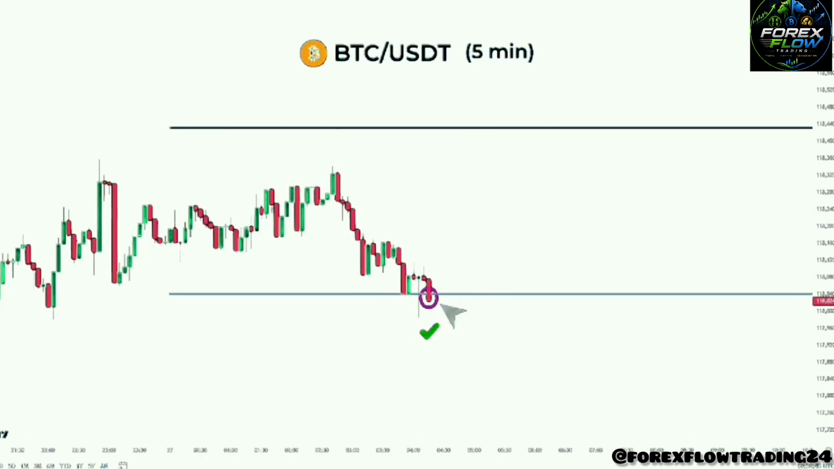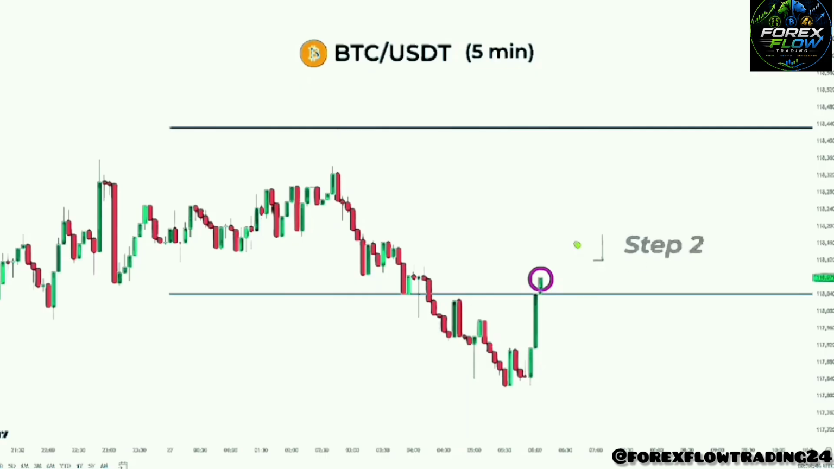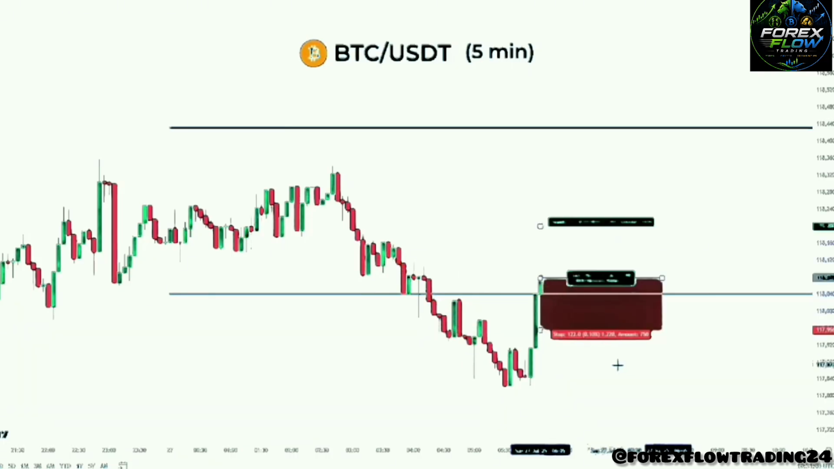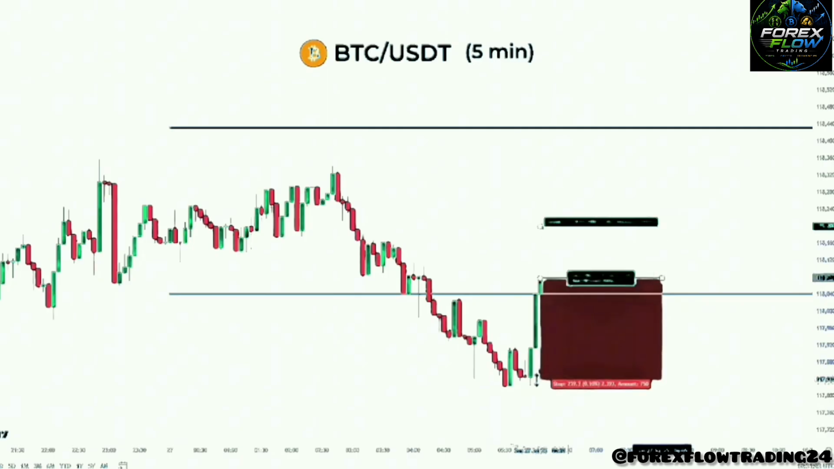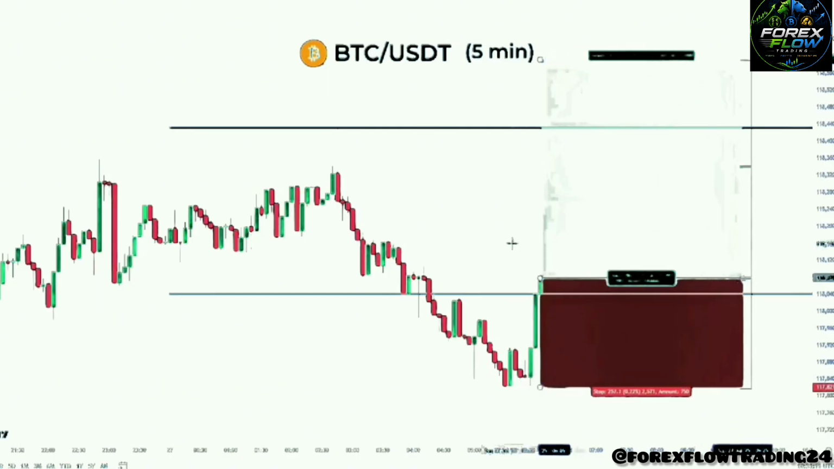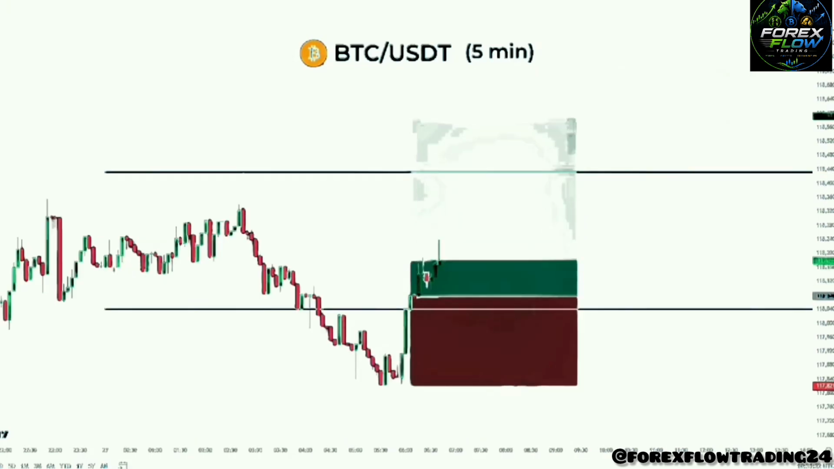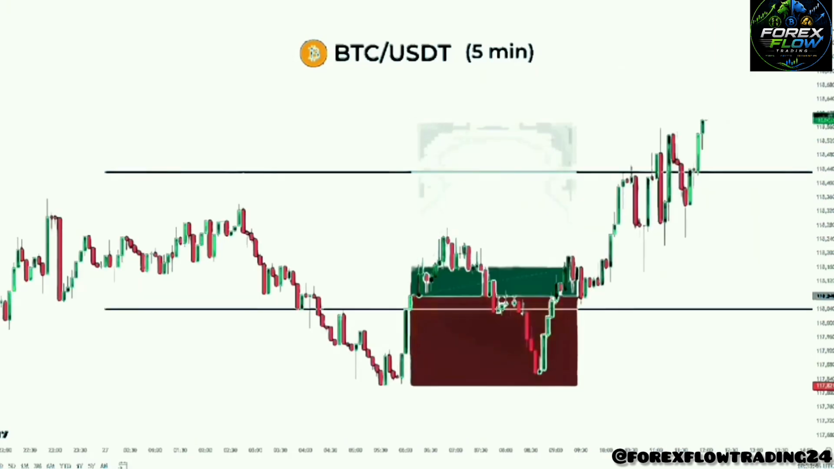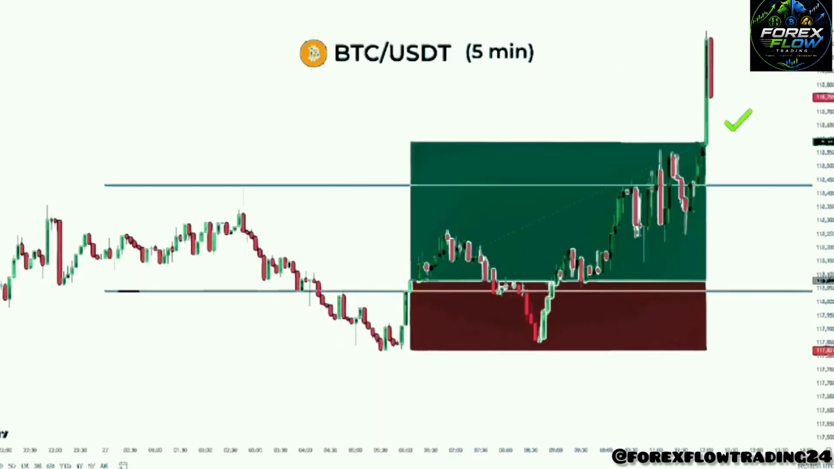Now, we wait for price to re-enter and close back inside the range again. And right here, the candle closes back inside. So that completes step 2. Now we move to step 3, which is our entry. Since price broke the range low and then re-entered, this is a signal to go long. For the stop loss, we place it at the exact low of the breakout move. And for the take profit, we set it at 2 times the size of our stop loss. As you can see here, price moves up and hits the take profit target.